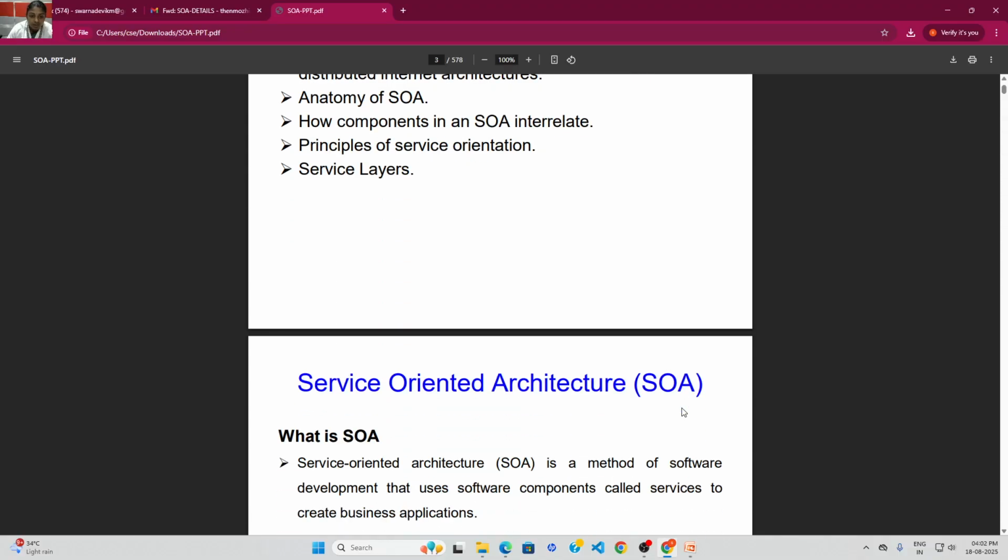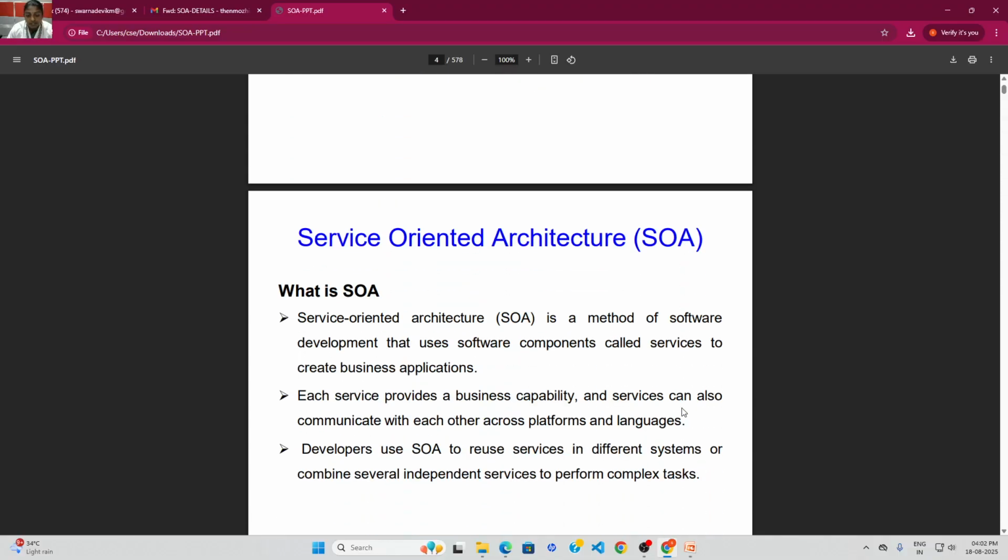Next, what are the features of SOA, and what is an SOA? It is also called software development. It uses software components like services to create a business application. Whenever we have to use any business application, we use a service-oriented architecture. Because of this, it is called software, and we use it to make business-oriented applications.